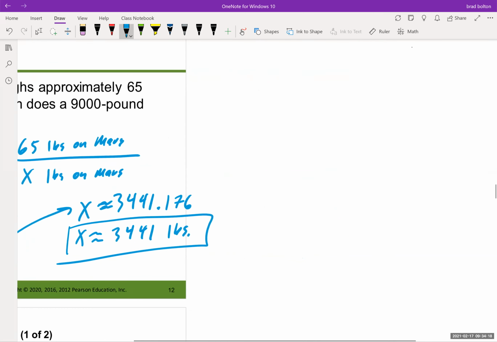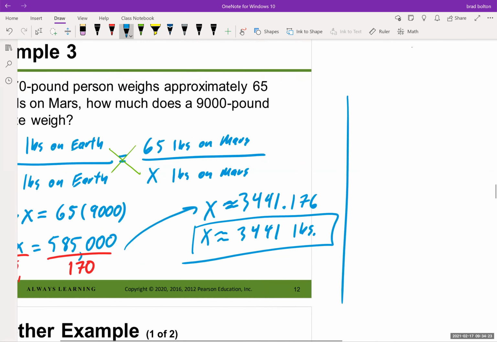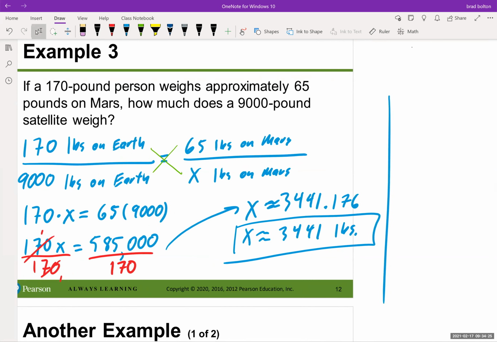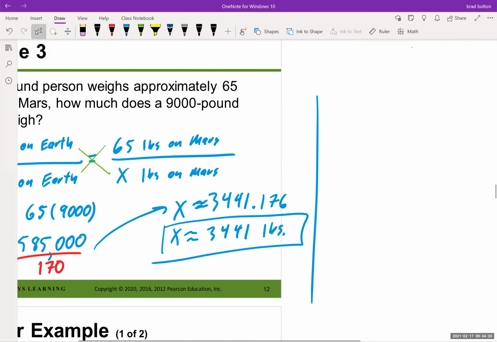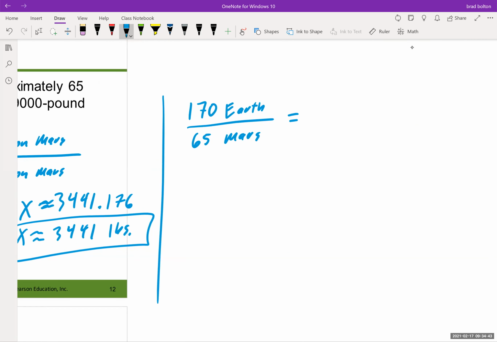Now, I wanted to show you, I could have done it a different way. That's the nice thing about proportions, normally there's not only one way to do it. Let's do it exactly how they said. Let's do pounds for a person to pounds on Mars. So I'm going to do 170, I'll just write pounds on Earth, just so we can save writing time, to 65 pounds on Mars. Notice the left-hand side is Earth to Mars. So then the other side, I have to do Earth to Mars. I must follow the way I set up the proportion.